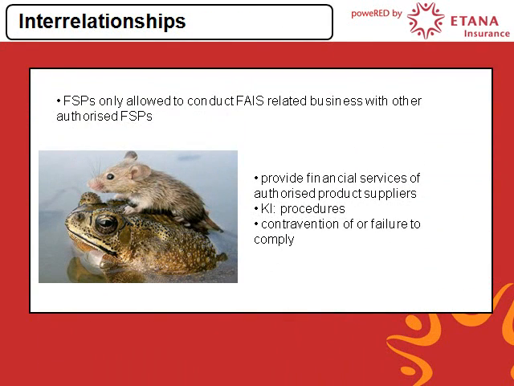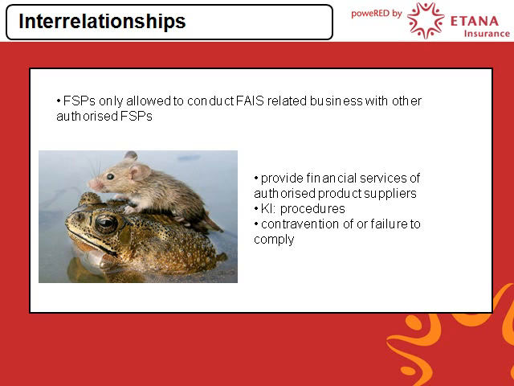We saw that in terms of Section 7.3 of the FAIS Act, FSPs are only allowed to conduct FAIS-related business with other authorized FSPs. Similarly, FSPs may only provide financial services in respect of products of product suppliers that have been authorized under applicable legislation. The key individual must ensure that the FSP has procedures to ensure that, if the provider does any financial service-related business with any other FSP, such other provider is properly authorized.